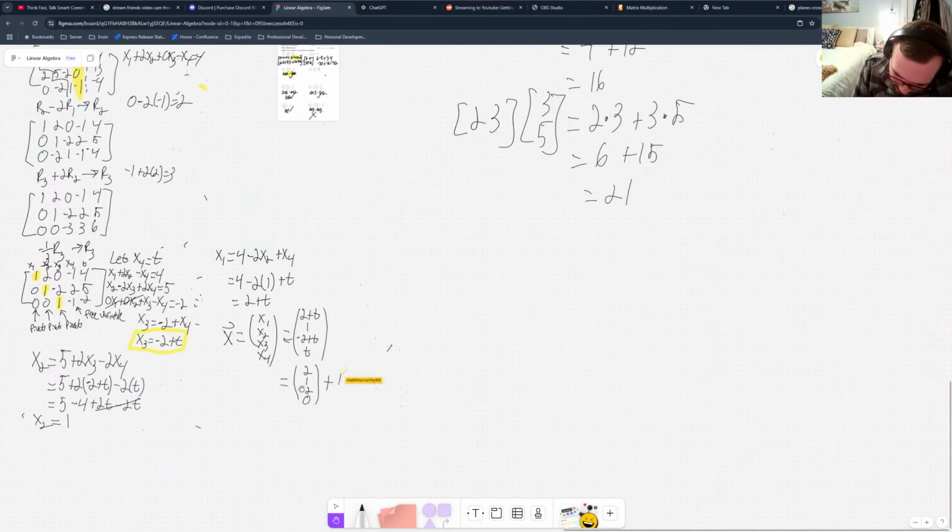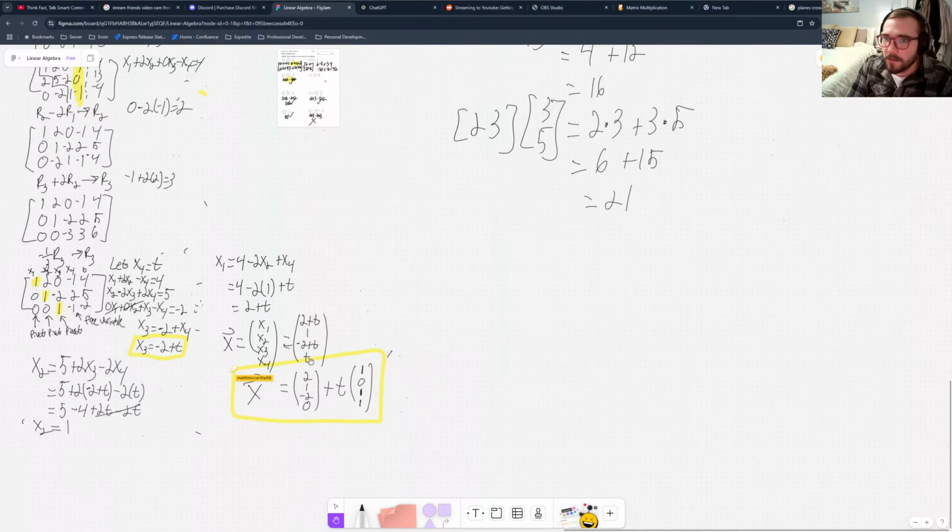So we have t times 1. Here we have 1t. Sometimes we'll end up with like 4t, right? And then it would be 4. But in this case, it's just 1 and 0. So we have 1. x2 has no t component, right? There's no t in the x2 solution. So this is going to be 0 for x2. x3 is 1. And x4 is 1. And this is it. So this is the solution. Okay. And then we're done.